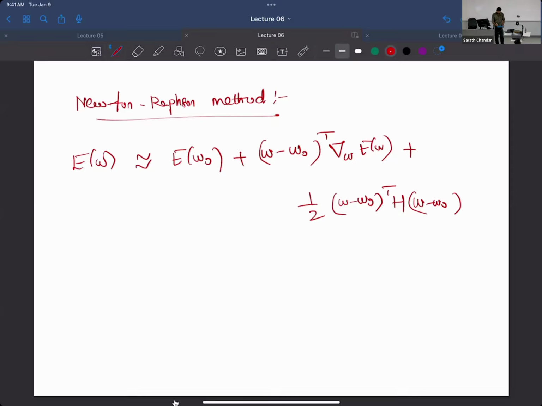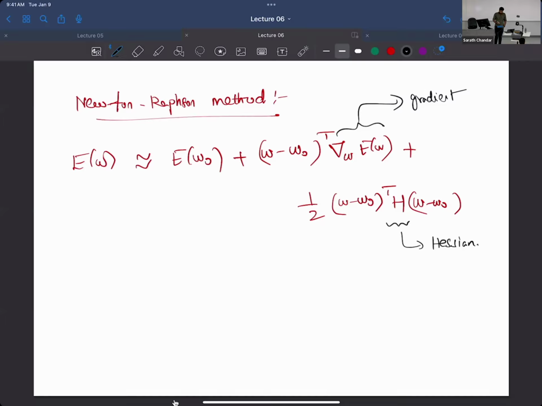So this term that you see here is the gradient. And this term that you see here is the Hessian. Hessian is basically d square E by dW square. So dE by dW is your gradient. If you do one more differentiation of the gradient, you're going to get the Hessian.